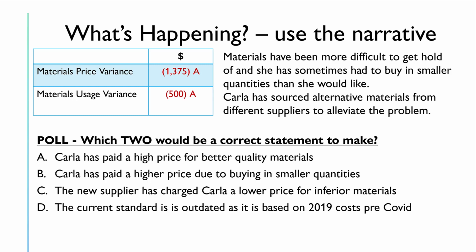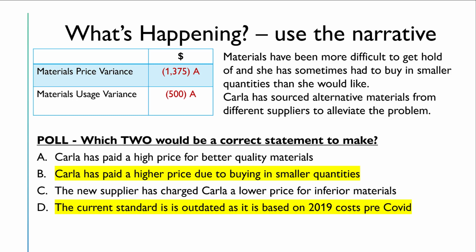So I'm going to give you the answers now. And the answers are B and D. She's paid a higher price because she's had to buy in smaller quantities. She's missed out on quantity discounts. And D, the current standard is outdated because it's based on 2019 costs pre-COVID. She's had to supply from different suppliers and probably had to pay higher prices for them.